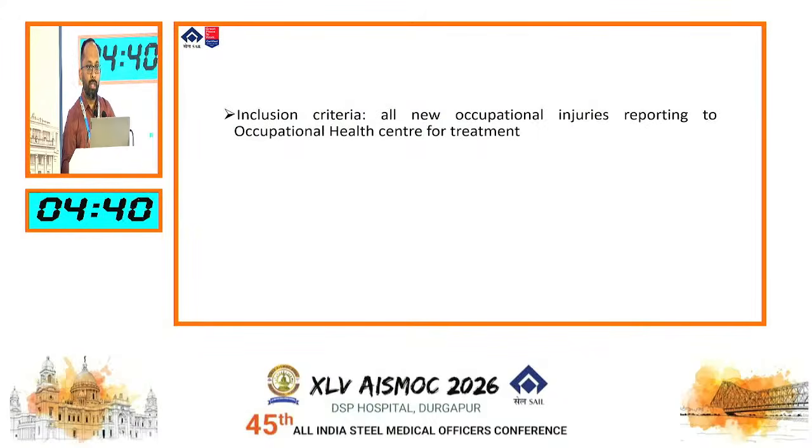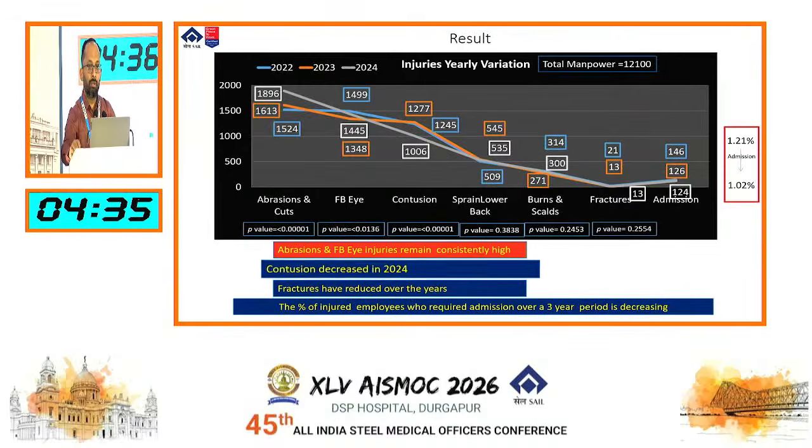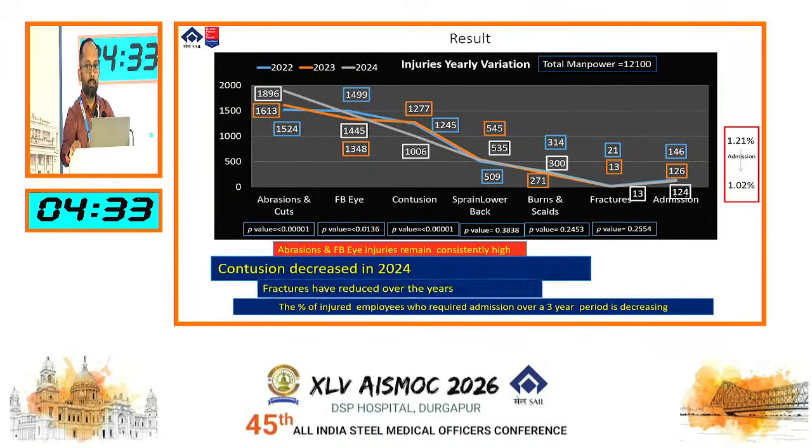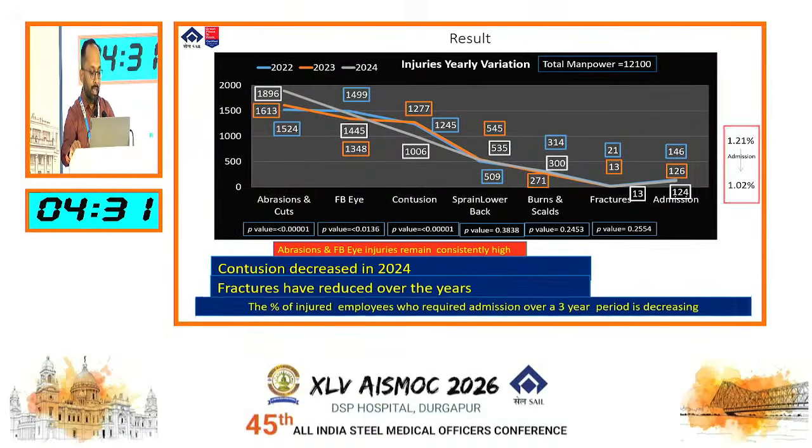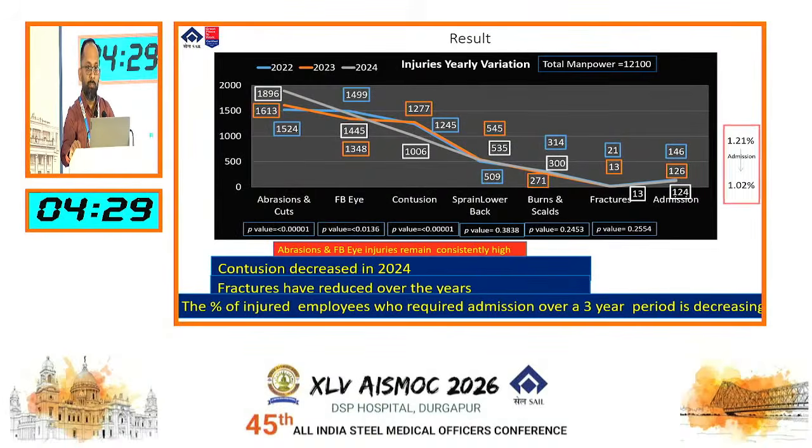Only new injury cases were included in the study, and the results show abrasions or cuts and foreign body injuries were consistent in the study period, received treatment on an OPD basis and did not require hospitalization. A reduction in admission from 1.21% to 1.02% was also observed during the study.